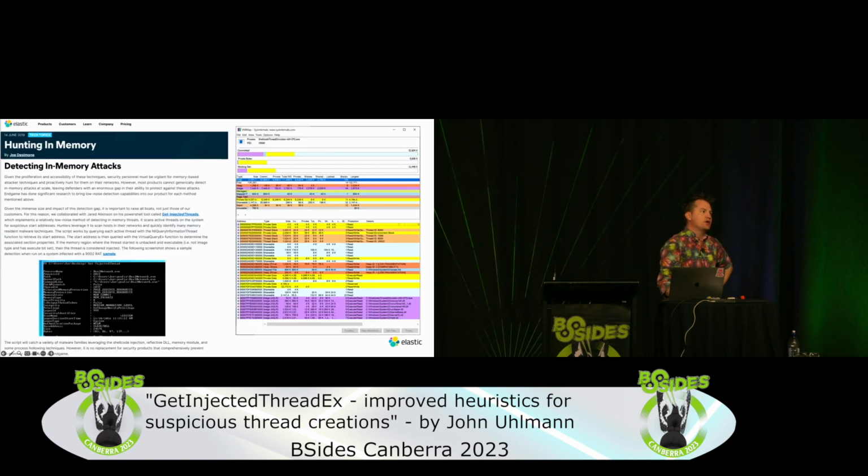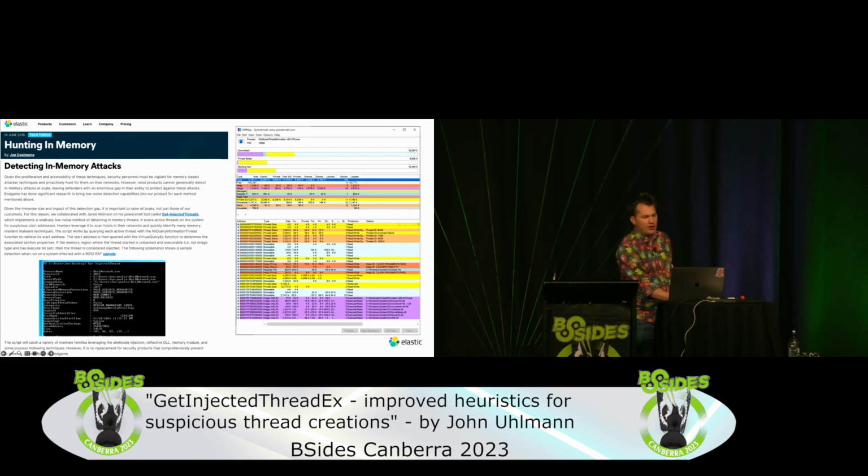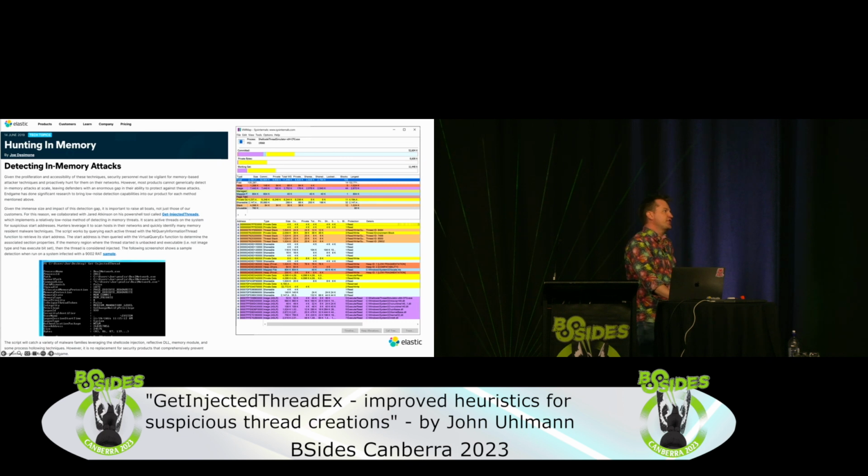So just a little bit of OS architecture to sort of set the stage for this talk. So a process on Windows, it's a little bit of a lie. It's really not much more than a shared address space. So on its own, it does nothing. It's threads that actually do all of the execution.